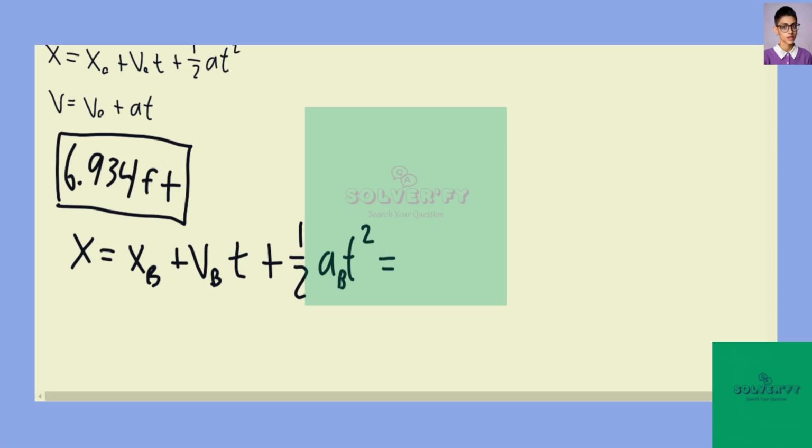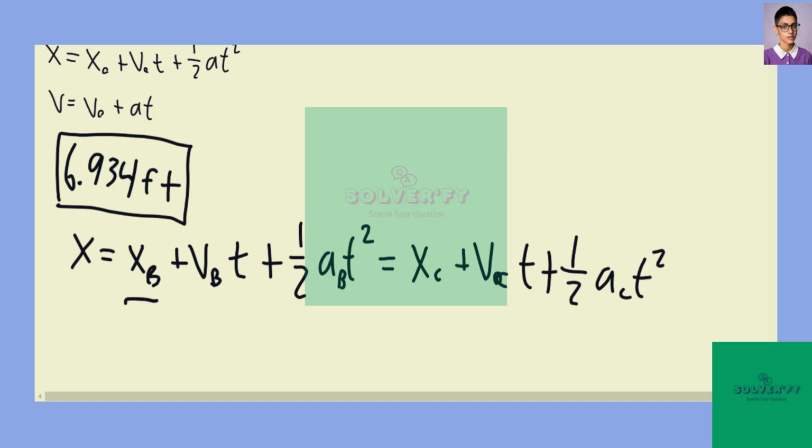This is also going to equal the initial position of the car plus the car's initial velocity times t plus 1/2 a car t squared, because they'll be at the same point in space, so these two equations equal each other.